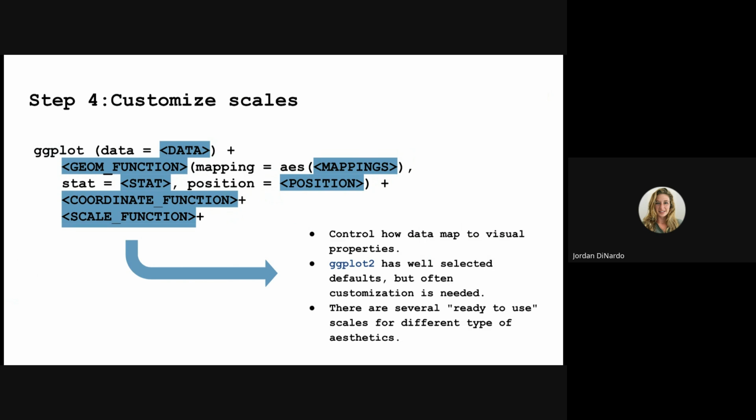Okay, so scale. This allows you to control how data maps to visual properties. So ggplot has well-selected defaults, but often customization is needed. And there are several ready-to-use scales for different types of aesthetics. There are color palettes out there that are amazing. And you can have a lot of fun with them and get lost in them. So this is where you can really start to play with, have a lot of fun with how you want your figures to be visualized.